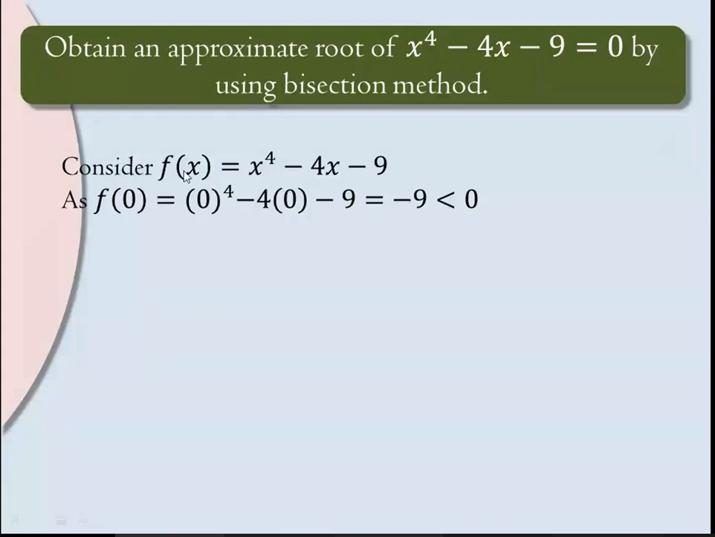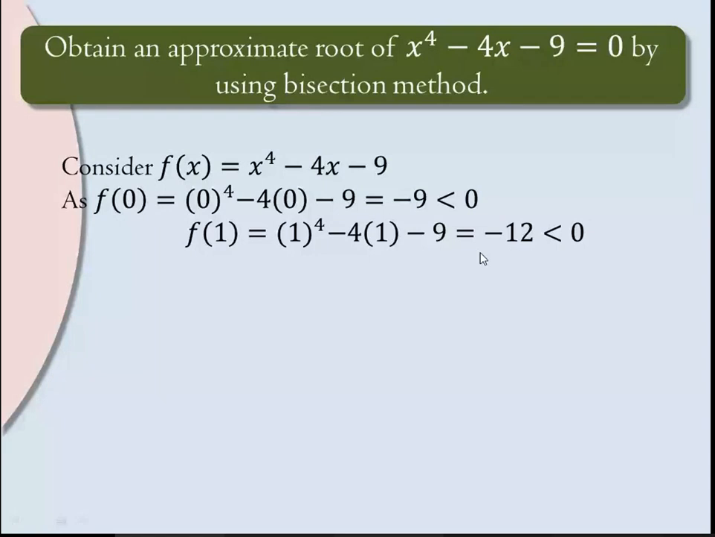So putting first 0 in this function: 0 raised to 4 minus 4 into 0 minus 9 will be minus 9, which is negative. Check for plus 1: 1 raised to 4 minus 4 into 1 minus 9 equal to minus 12. This is also negative. We want opposite signs. This is negative, this is negative, so this is not useful.